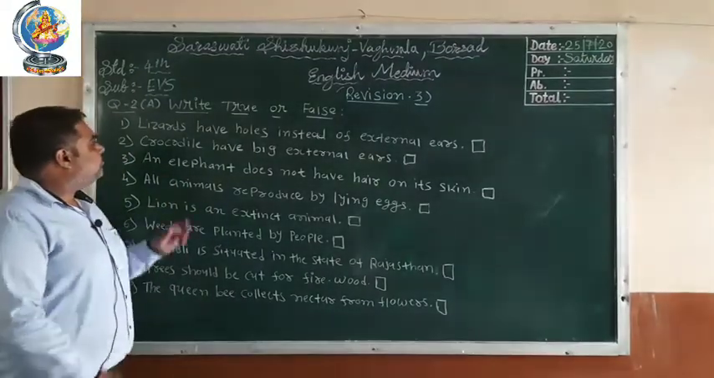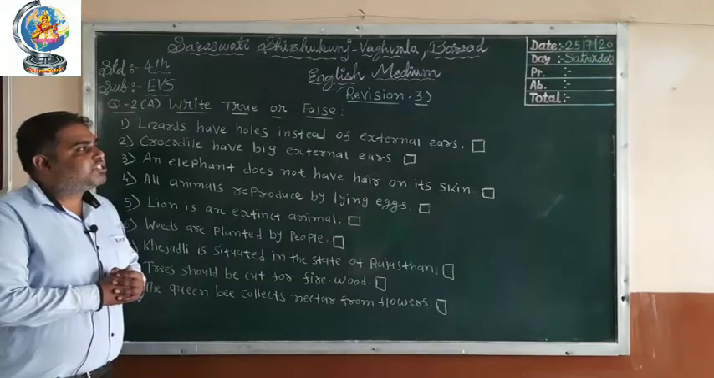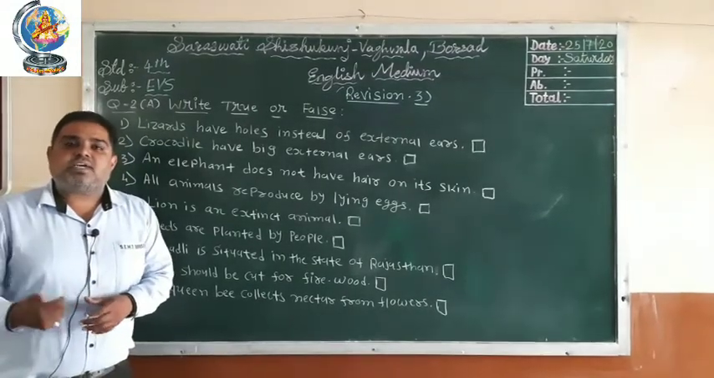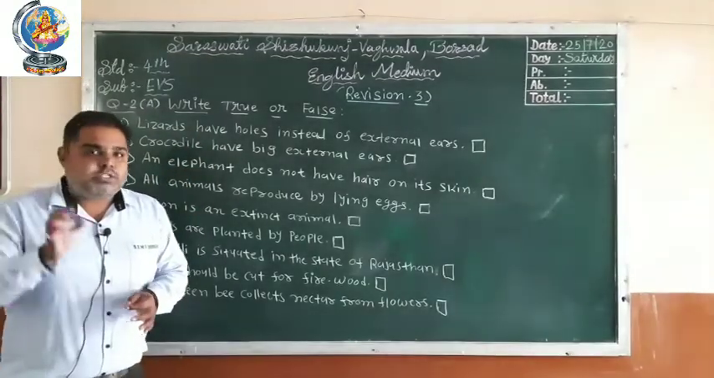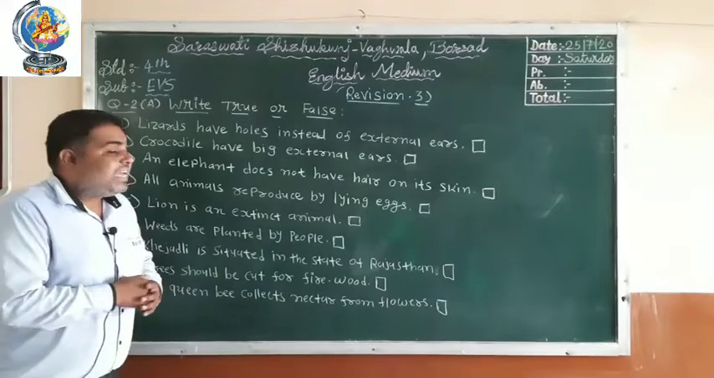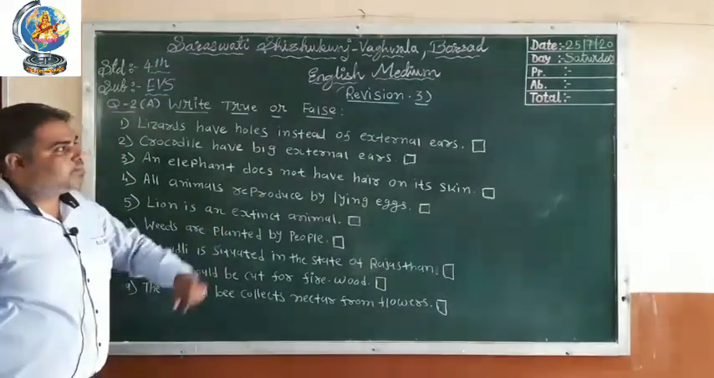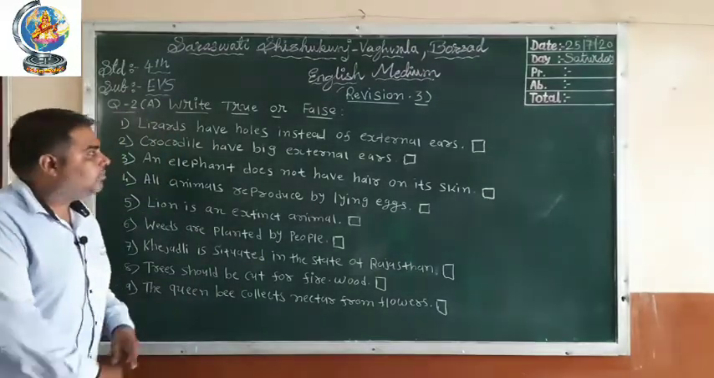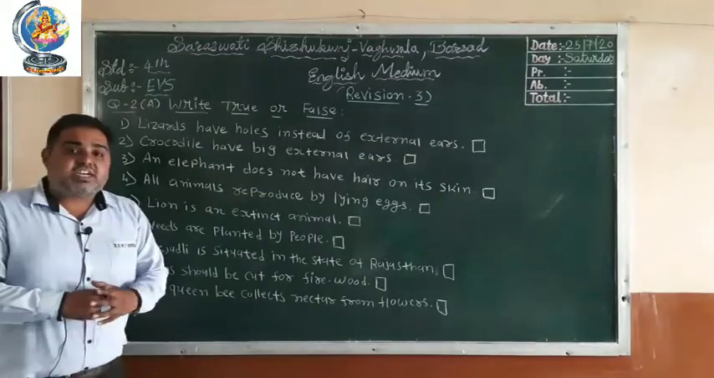First question, lizards have holes instead of external ears. So students, you must have seen that a lizard has tiny holes on its head instead of external ears. So this statement is correct. First statement is right.